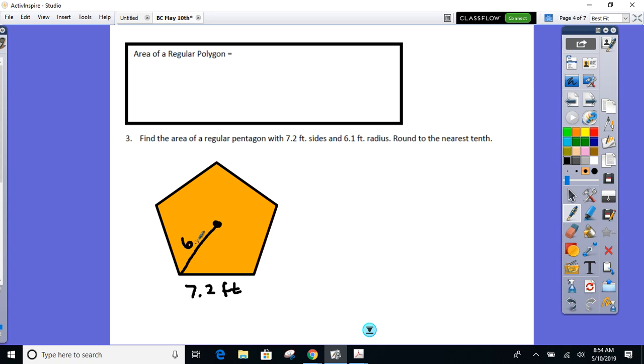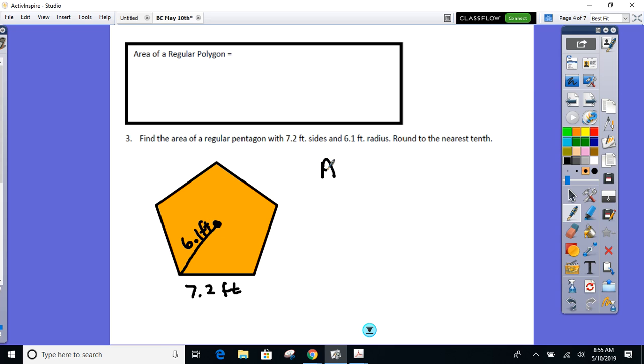Remember, the radius in a polygon acts just like the radius in a circle, but it's drawn from the center to a vertex now. Okay, help me find the area now. How many triangles could I draw in? I could do 5 triangles, right, if I drew in all the radii.